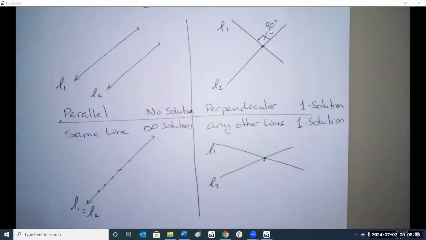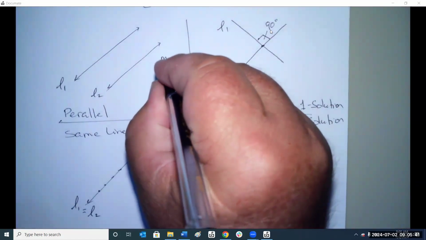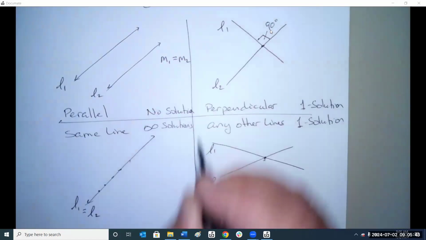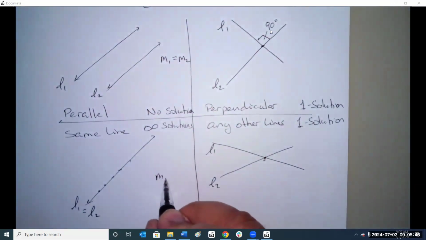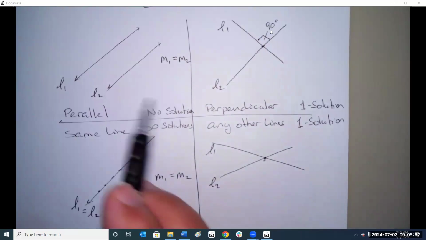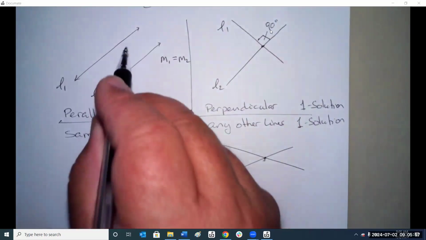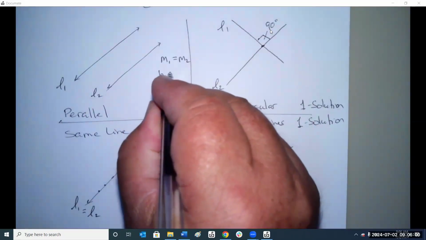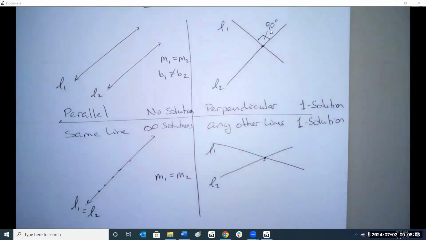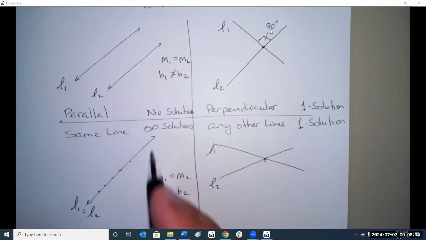All right, so what determines these? In this first set we looked at, the slope of line one is the same as the slope of line two. That's the same as over here. The only difference in these two, if you have the same slope, is to look at the y-intercepts. Here, the y-intercepts are not equal. That means they're parallel. In this one, the y-intercepts are equal. That means they're the same slope, same intercept, they're the same line.